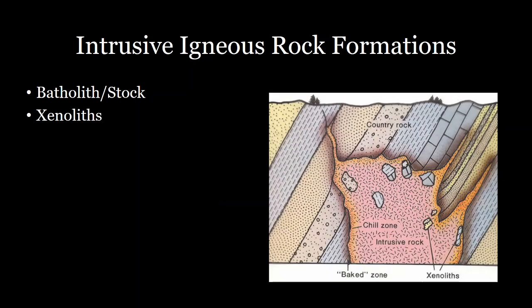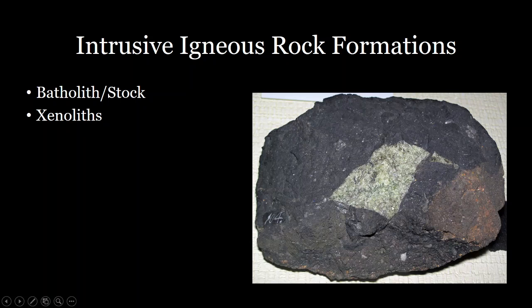So sometimes the country rock or the parent rock, bits of it break off as this batholith intrudes into the material. And so you have little bits of extraneous rock that get chipped off into this pool of magma. And those bits of rock we call xenoliths. Xeno meaning alien or foreign. So it's a foreign rock to this magma body. And you can see an example of this here. This is an olivine xenolith in a mafic rock. And so it's obviously a different makeup than the rock that's around it.